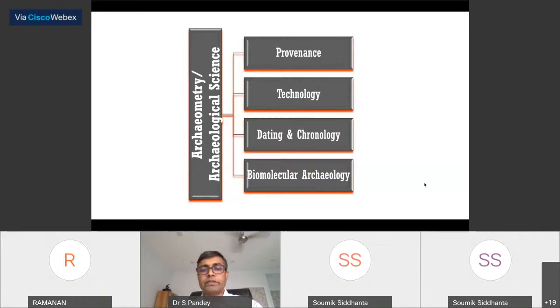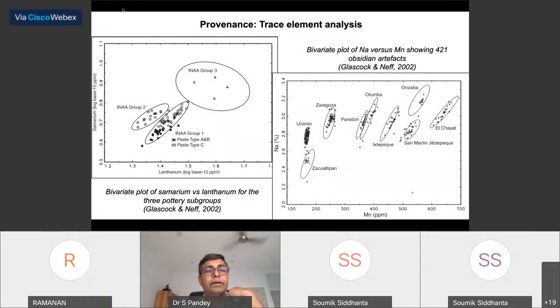Now, talking about provenance, if I show you a couple of data here, provenance is trying to understand where the raw material was sourced, how the objects arrived in that society or culture, and there can be multiple ways. One, that ancient societies procured raw material from a different source and produced the artifact locally. The other is trade and commerce, by which the material from other civilizations could have traveled to a particular civilization or society. Now, there are different ways of studying provenance.